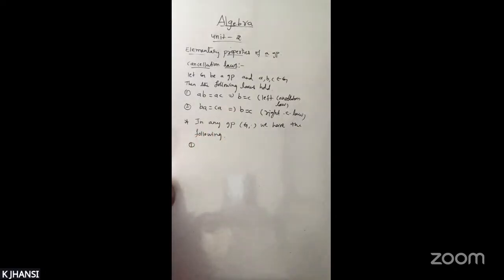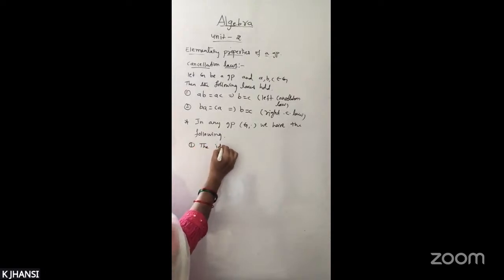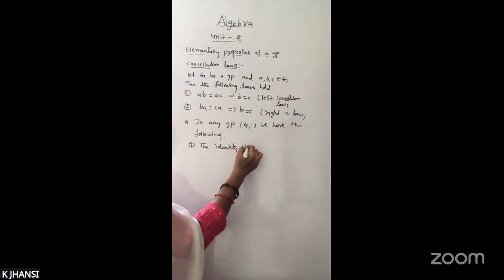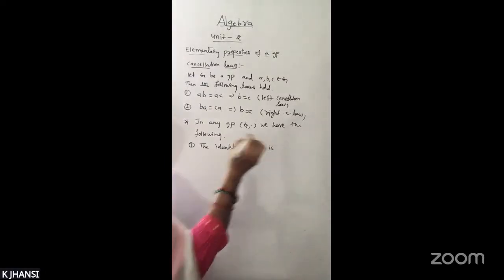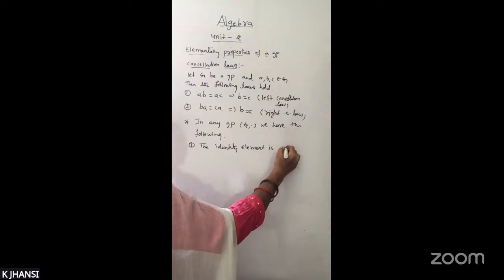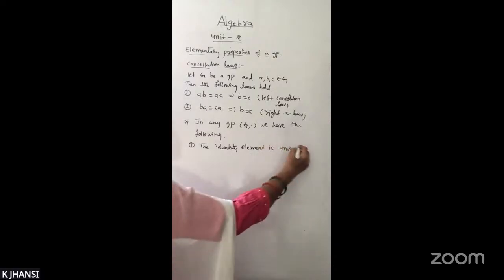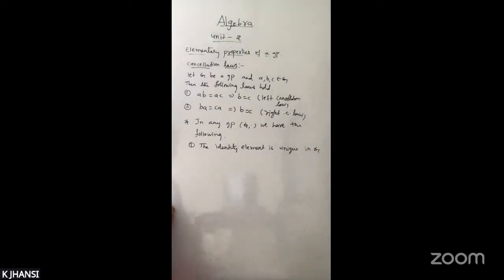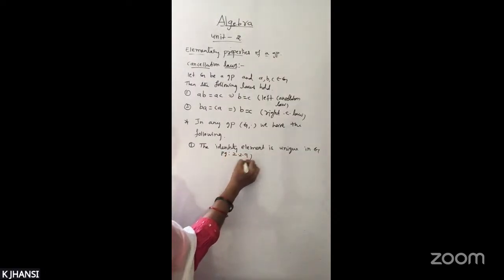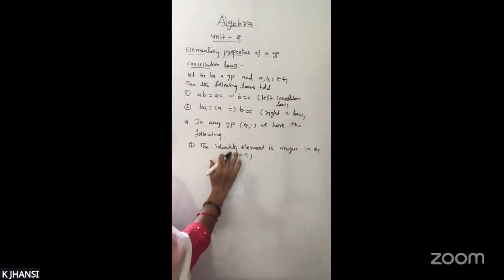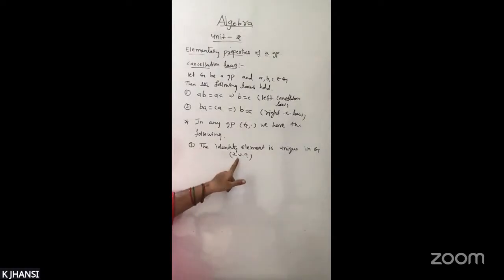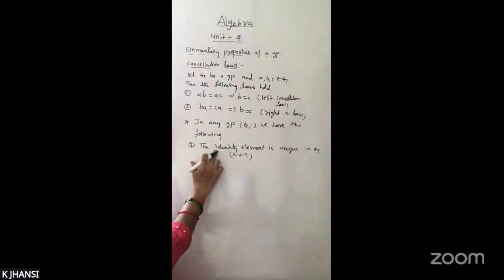First one is the identity element is unique. The identity element is unique in G, in group G. The proof of this theorem you have in page number 2.2.9. Sorry, whatever you will have in the exercise side, you will have the number, no? That is 2.2.9. So that is the proof for this theorem.